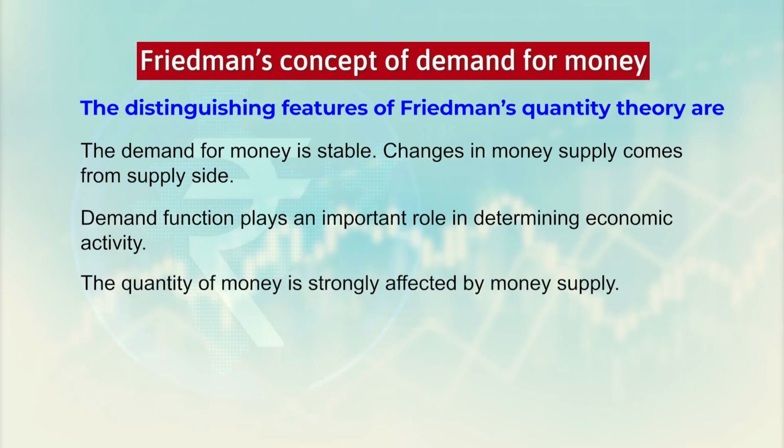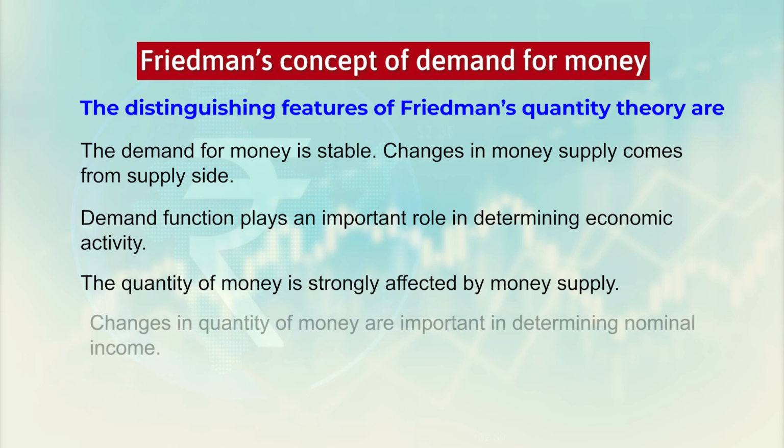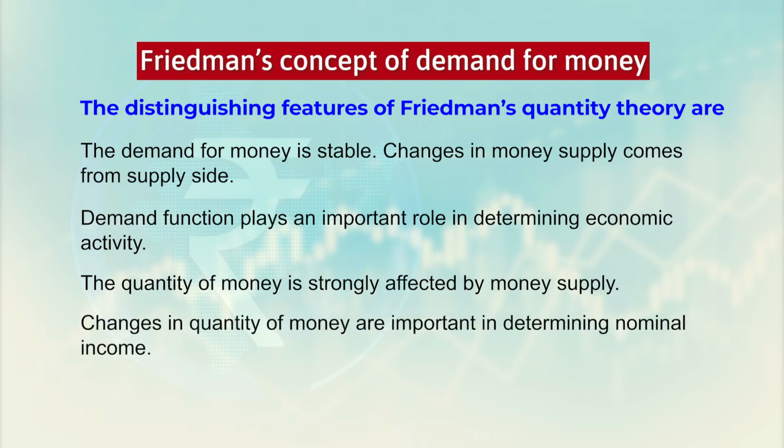And the quantity of money is strongly affected by money supply. So it is not that the demand for money in isolation can determine something. Money supply, money demand, and the equilibrium condition, all together help determine the price level, the velocity of money, and the fraction of money that we want to hold, or K bar, etc. And changes in the quantity of money are important in determining the nominal income of the economy.